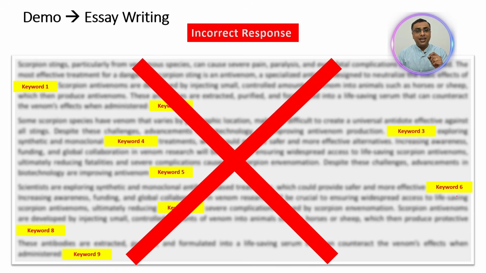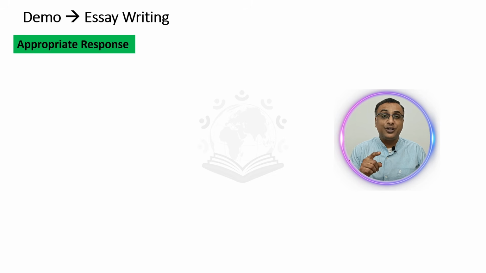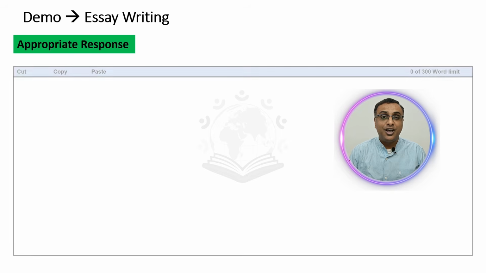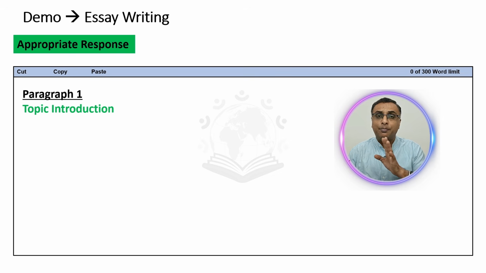Hence, never make this mistake of writing a templated answer and adding a few keywords here and there. This is the biggest mistake of essay writing. If you want to get full marks in your essay writing, which is about 27 to 28 marks, you would have to come up with an appropriate answer. For that, you would have to structure your essay accordingly. For any essay topic, you can use this structure. Something like introducing a paragraph 1, where you will be talking about the topic itself.